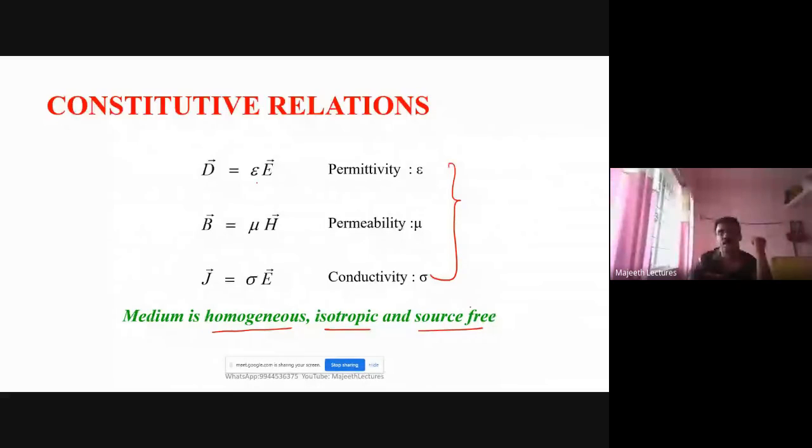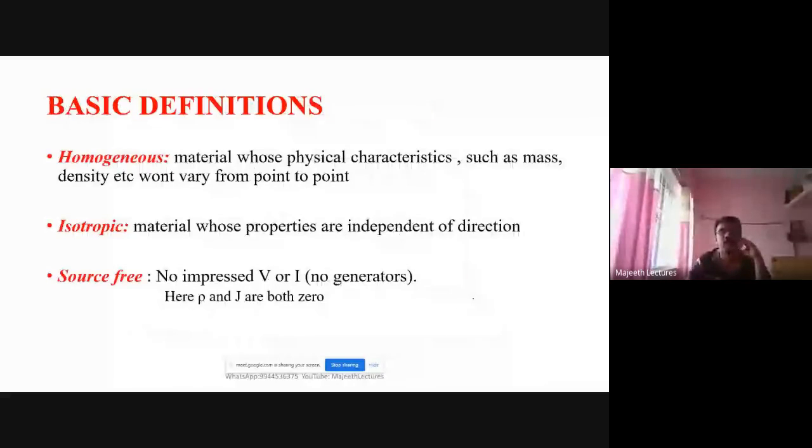What is the meaning of homogeneous, isotropic, and source free? Let us see. The medium is known as a homogeneous medium when the physical characteristics of the medium don't vary from one point to another point. So homogeneous means location independent. The characteristics of the EM wave are independent of the location. Everywhere it will be the same. That's what homogeneous means: a medium in which the wave characteristics are independent of the location.